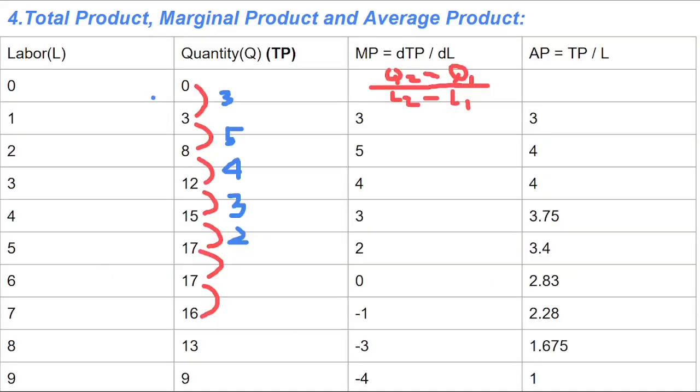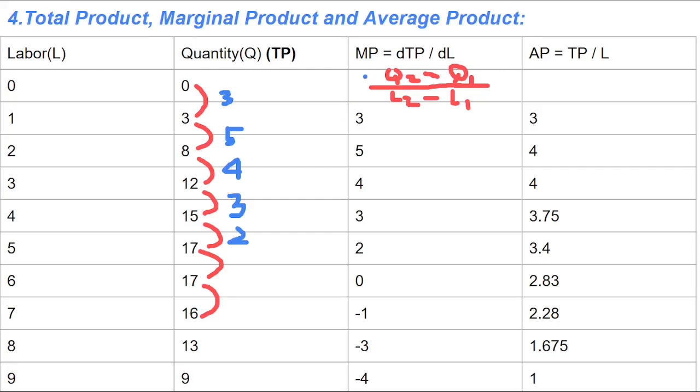Now we will see a data table for TP, MP, and AP. Our first column is for labor, our second column is for quantity, here quantity is our total product, and third column is for MP, and fourth column is for AP. So let's say for 0 labor, our total product is 0. For labor 1, our TP is 3. And for labor 2, our TP is 8. And for labor 3, our TP is 12. And it goes on.